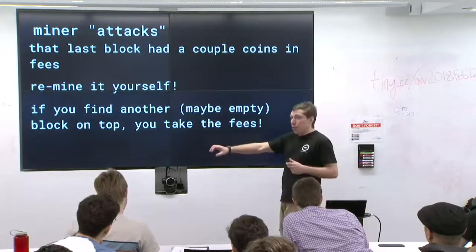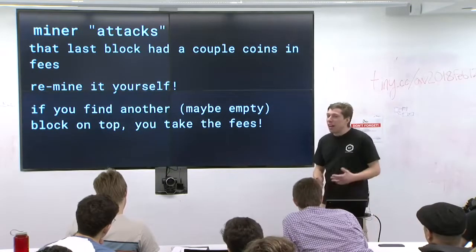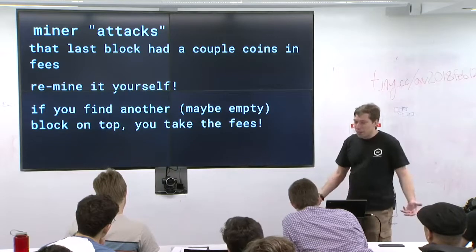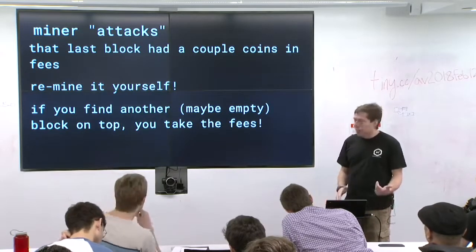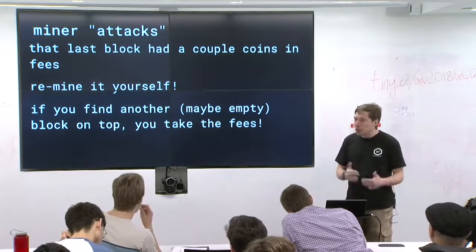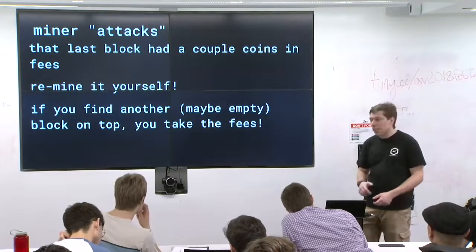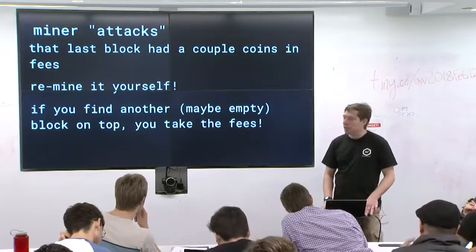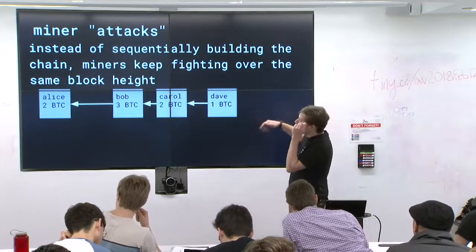If you find 2 blocks in a row, which happens, you get all the fees. So that's sort of an optimal thing to do. Like, I've got all this mining power. Maybe I turn it off because I'm mostly OpEx instead of CapEx. But if I've got all this mining power, I'm going to use it no matter what. Well, the optimal thing to do is try to reorg the blockchain and take the last person's fees. So for example, instead of sequentially building, you fight over it.